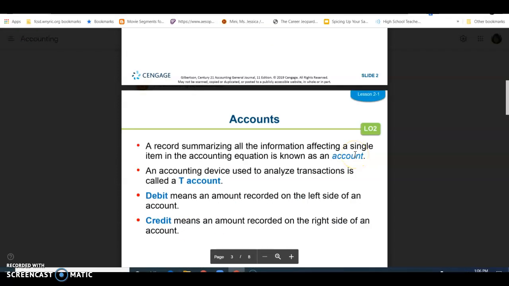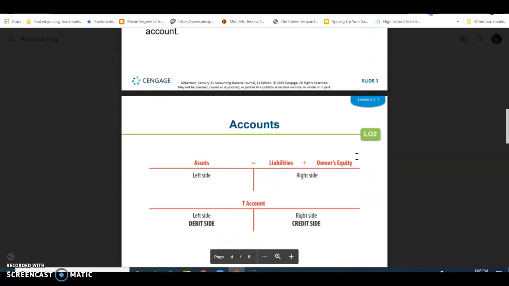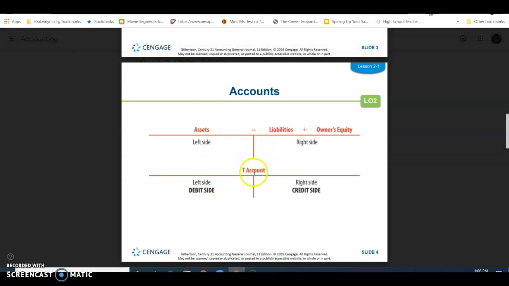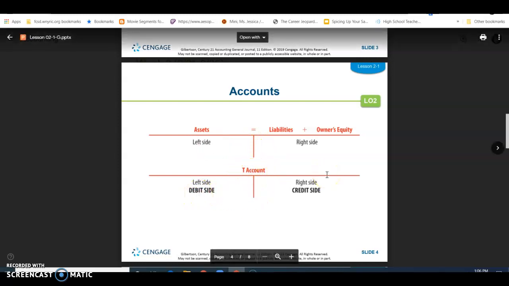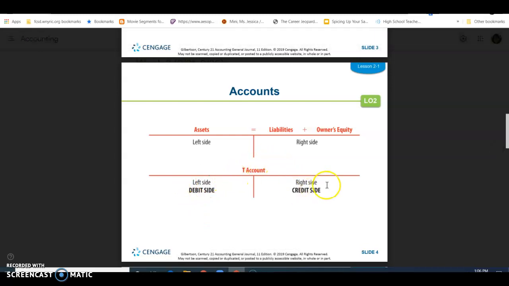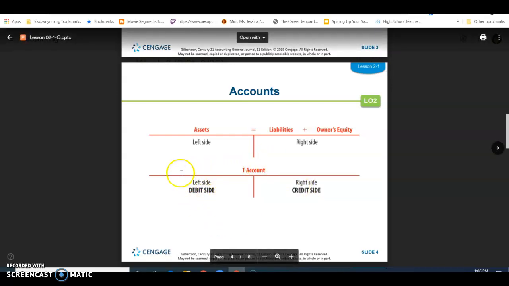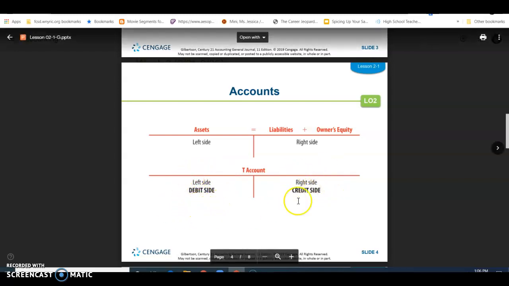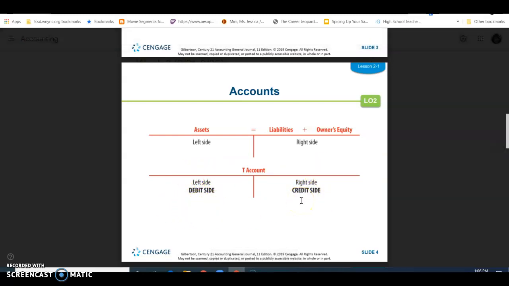Going a little bit further, it's going to define some terms for us. We draw a T account for each account that we have, with a left side of a T and a right side of a T. And this is always going to be the case. The left side of the T is always going to be the debit side. The right side of the T is always going to be the credit side.